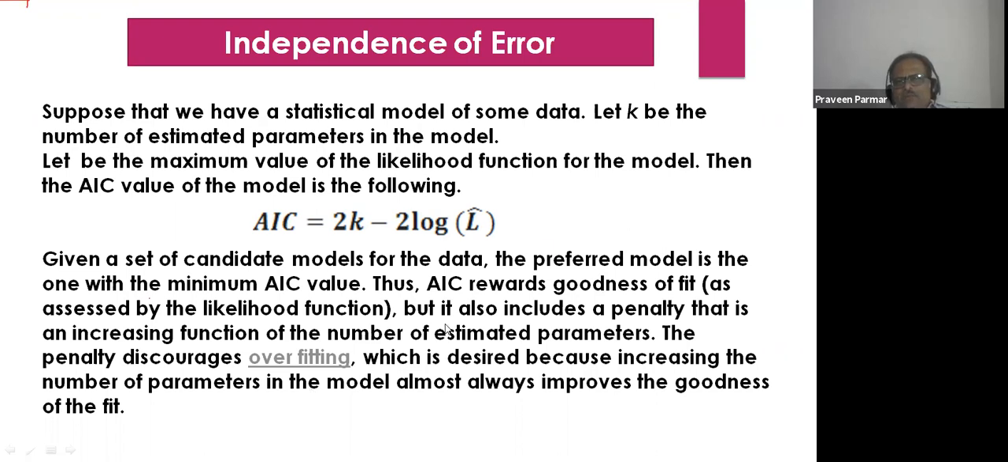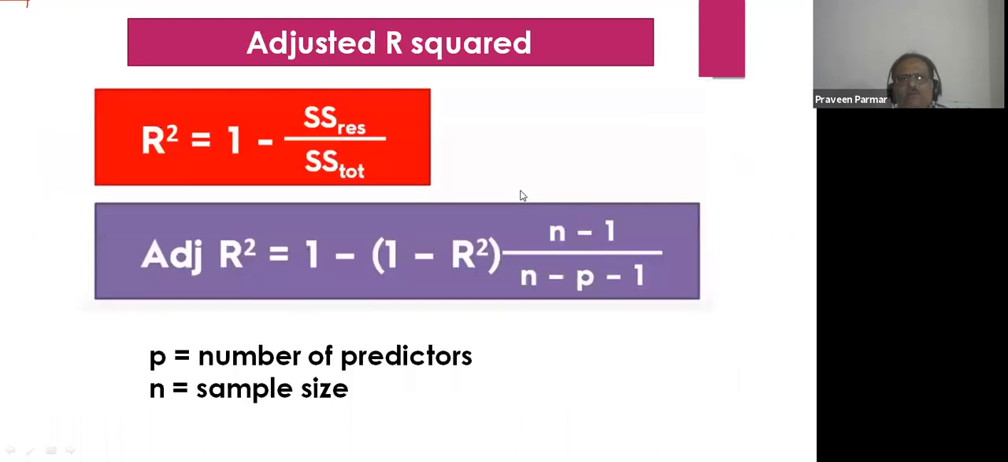So you see, if we include the penalty, that is the increasing function of the number of estimated parameters, the penalty discourages overfitting, which is desired because increasing the number of parameters in the model almost always improves the goodness of the fit. Okay. So that is the thing, 2k minus 2 log L cap. So I will explain this with adjusted R square. What does it mean? I will explain that AIC also. First we finish this, then I will explain that.